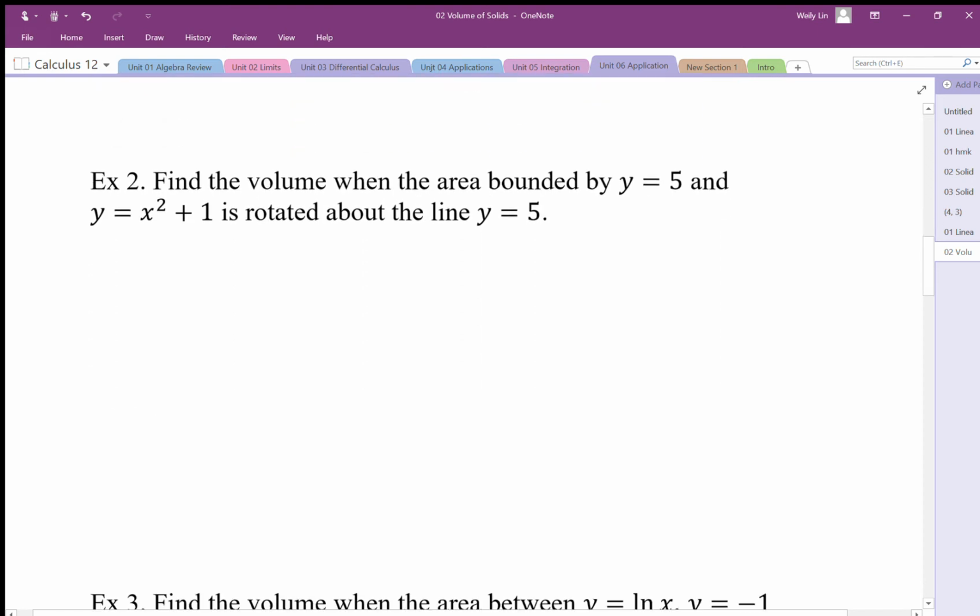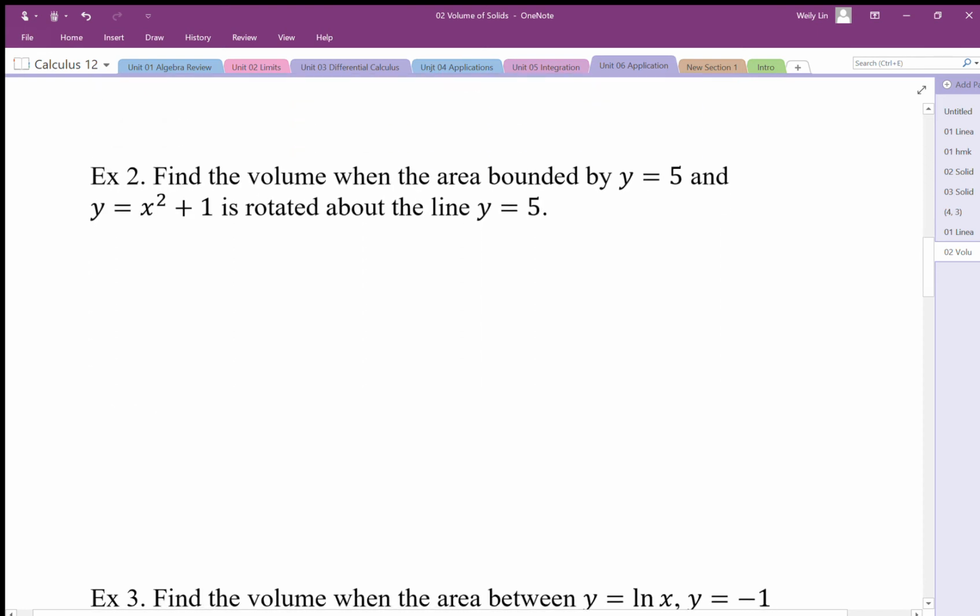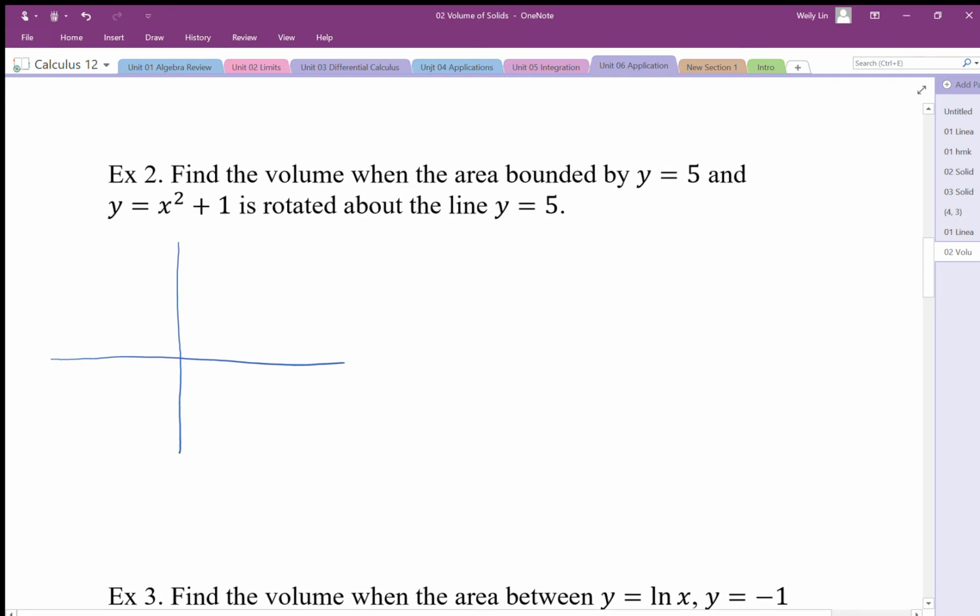This one's a little bit harder as we're not rotating around the x-axis anymore, so we have to think of how this is going to look. First of all, my equation is y equals x squared plus 1. And I'm going to have my line, I'll do this in a different color here. My y equals 5 line is right there. And I'm going to rotate that shape around that line. So what's that going to look like?